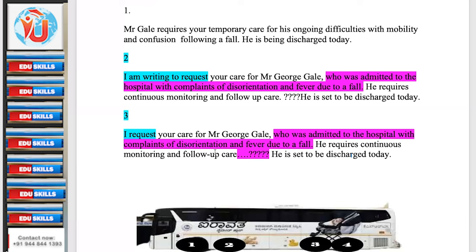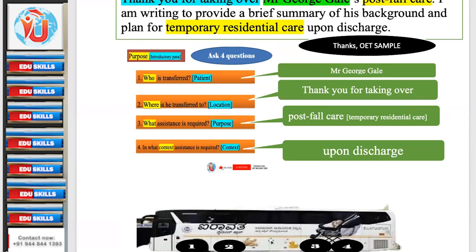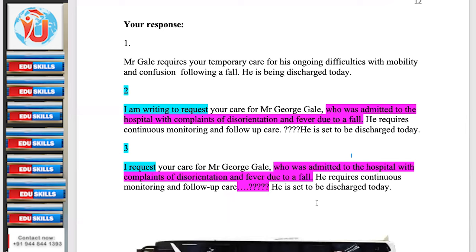See, this is being repeated. These are not at all required here. The best option is for you to visit the official site where they have given clear paragraphs, four or five letters, where you don't have these details given, because that's not required. "He requires continuous monitoring and follow-up care of what?" Again, here also, the purpose is not mentioned. "He is said to be discharged today."